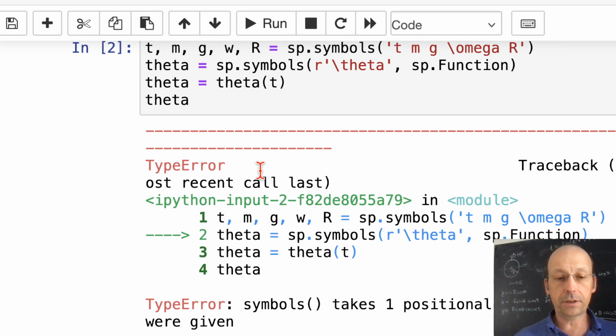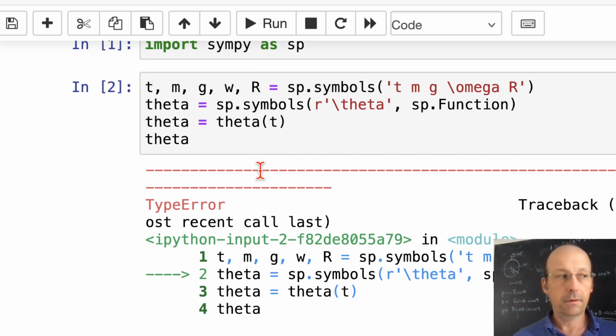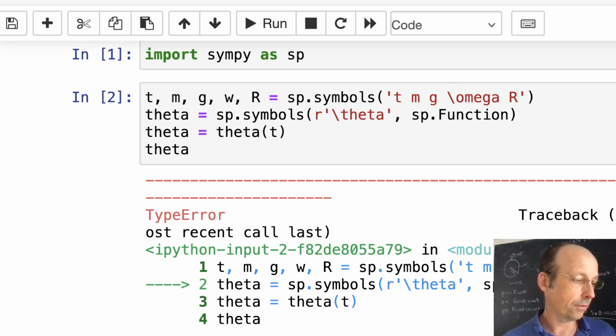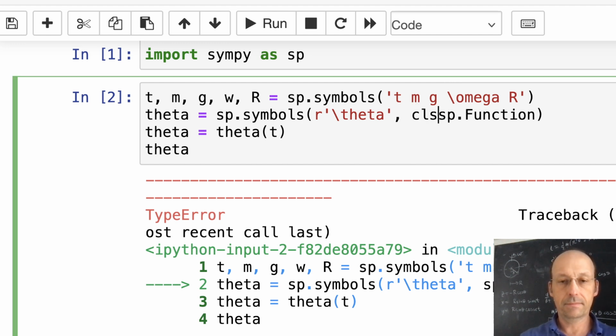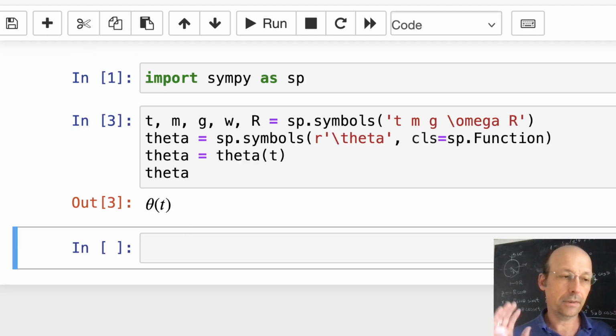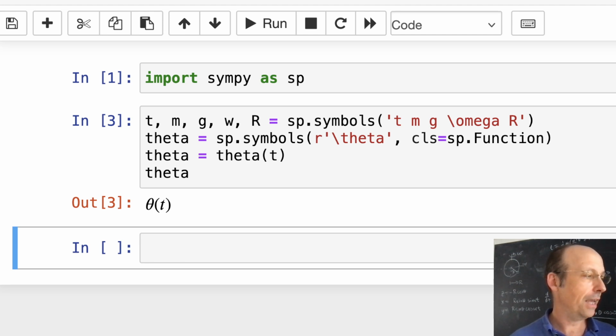Symbols takes one positional argument, but two were given. What did I do wrong? See, you knew I was going to make a mistake. Oh, class equals. There, good. Okay. I told you I was going to make a mistake, so that you can't really get surprised.